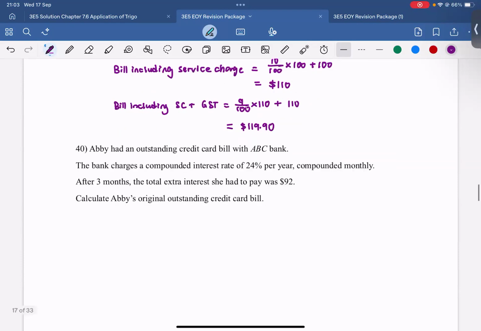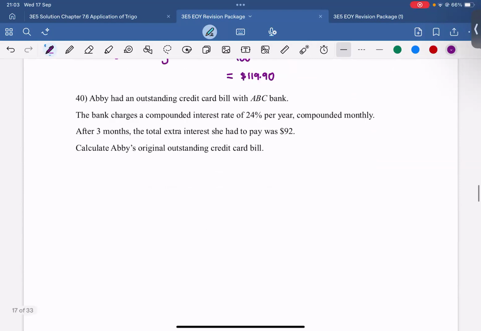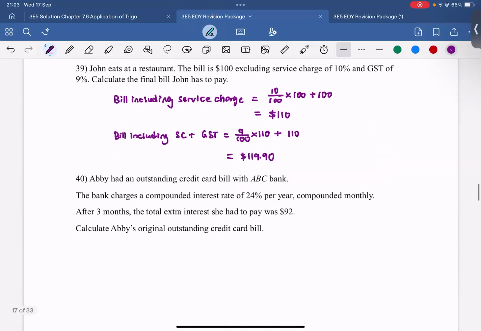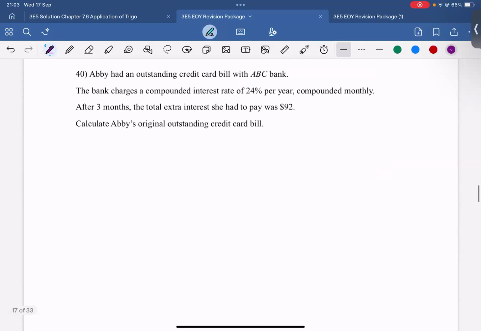Okay, question 40. Abby has an outstanding credit card with ABC. The bank charges compound interest rate of 24% per year. This is real. So this tells you you should not owe any credit card bill in the future to the bank. It's crazy. After 3 months, the total extra interest she has to pay was this. What was the outstanding credit card bill?